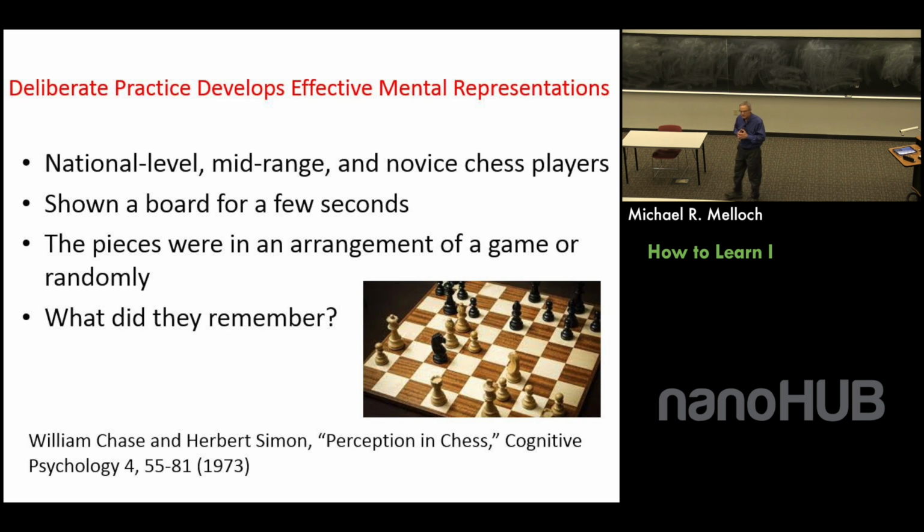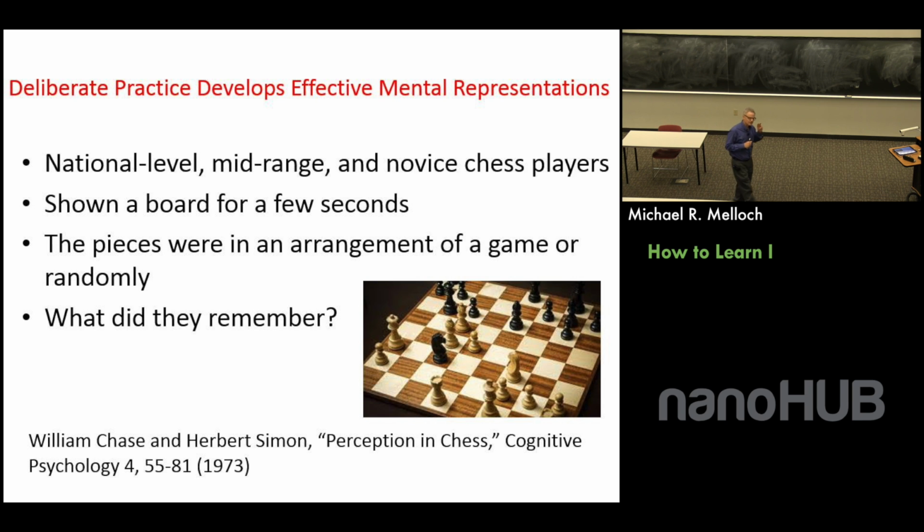So here's another example where deliberate practice leads to expertise, and that's in chess. In this experiment, Chase, I think Anders Ericsson was a postdoc of Chase's at Carnegie Mellon, took groups of chess players, some at the national level, some mid-range ability, and some novices. And he showed them a board with pieces on it. And the pieces were in one of two ways. It was either in the middle of an actual game, or they were just put down there randomly.